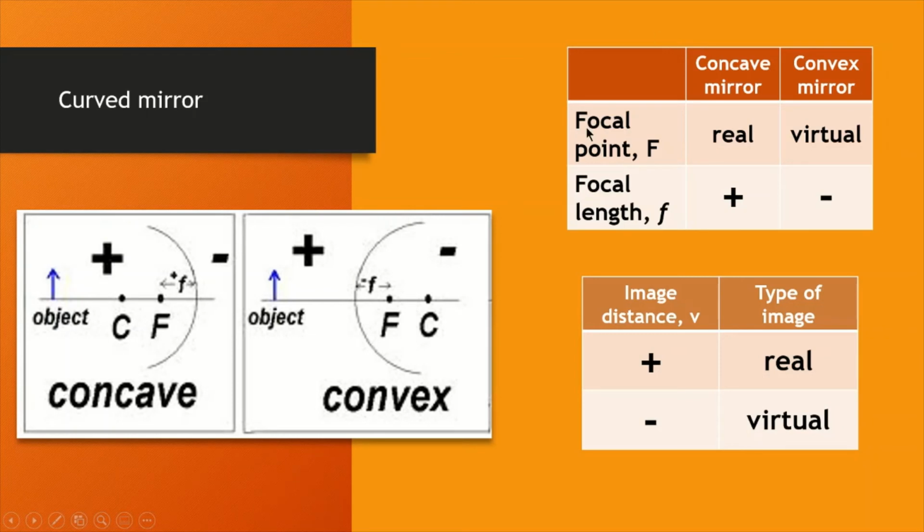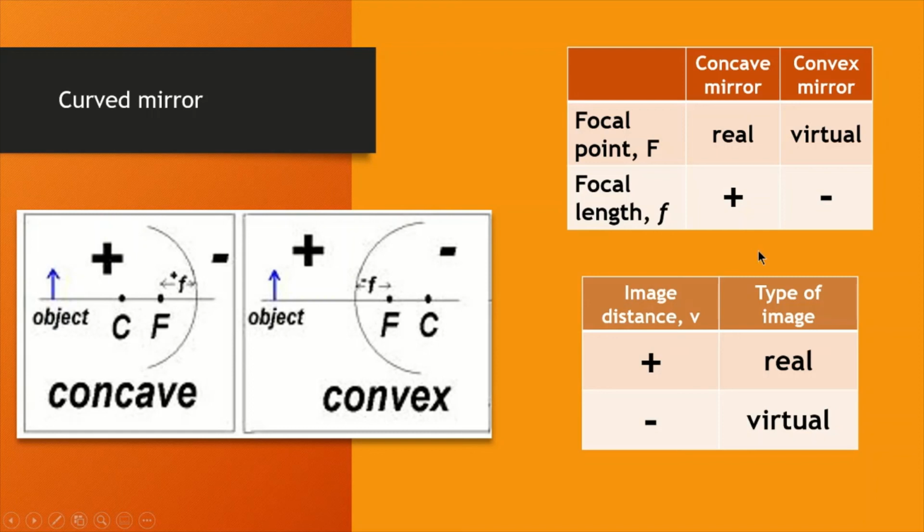Okay, here I make a summary. For concave mirror, the focal point is real. For convex mirror, the focal point is virtual. So since the focal point is real, we can actually measure the focal length. Focal length is the distance between the focal point and the pole of the mirror, right? So this focal length is positive. Now for the convex mirror, the focal point is virtual, therefore the focal length is negative.